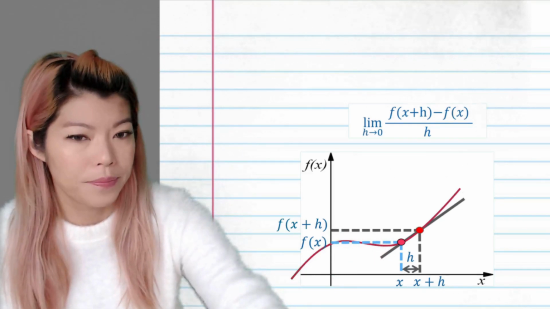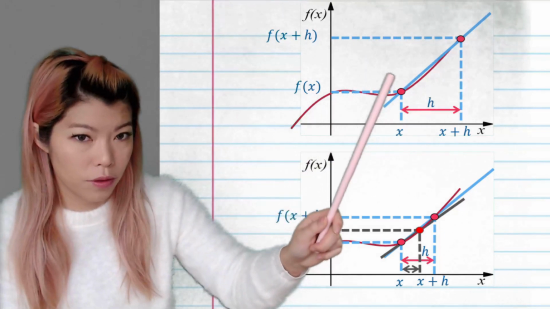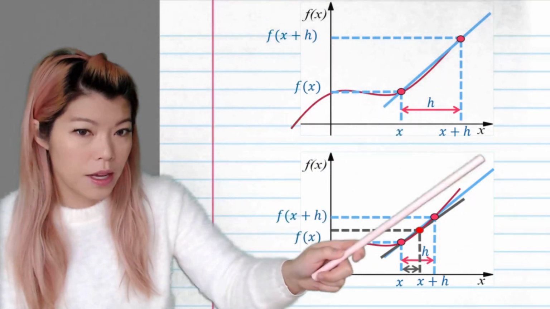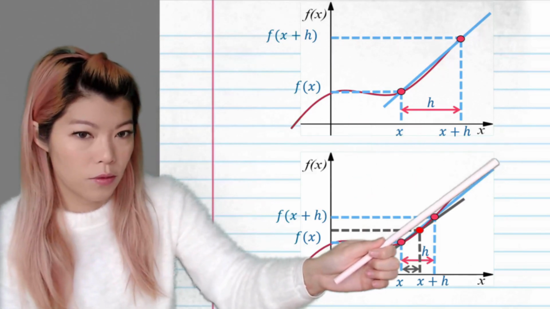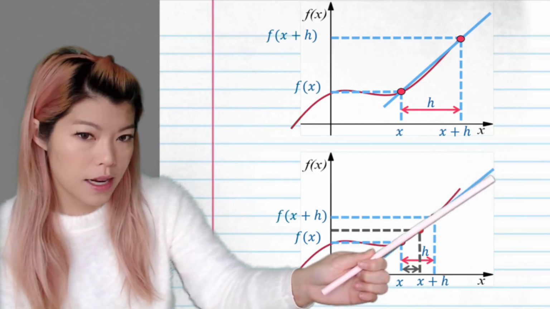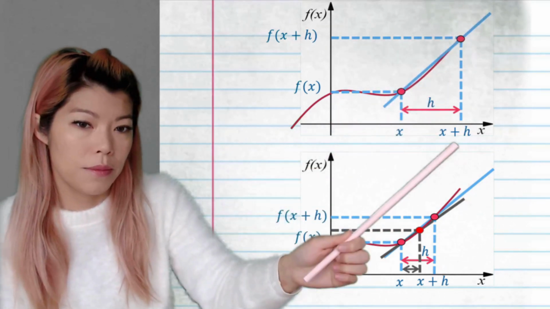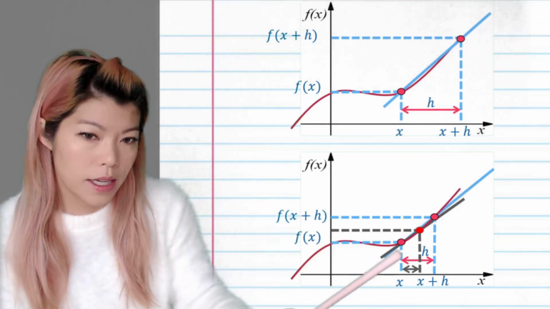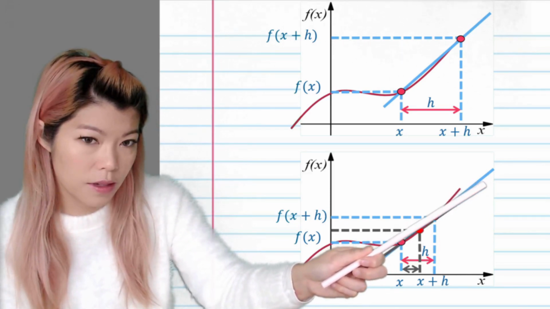So let me recap. The gradient between 2 points is very inaccurate for that particular point, but if we make the 2 points closer together, then we can see the blue lines becoming the black line. The blue line, which is the gradient between those 2 points, becomes closer to the gradient at x. So it becomes closer to the tangent.